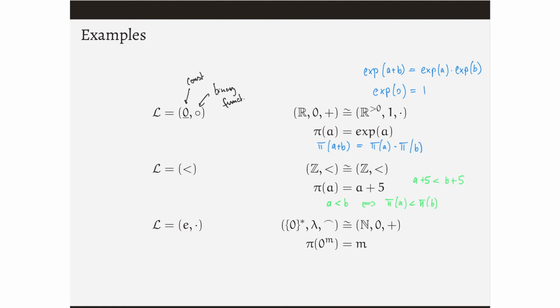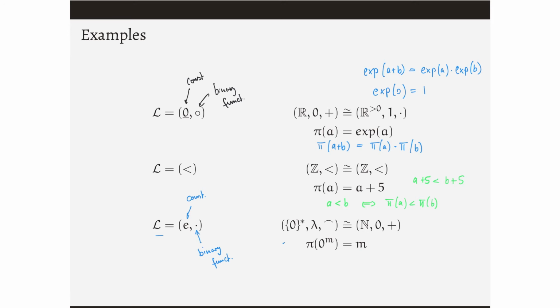For the final example, we look at this language here. This is called the language of groups. So this is a constant symbol, of course, intended to represent the neutral element. And this here is a binary function symbol. And here on the structure side, what do we have?